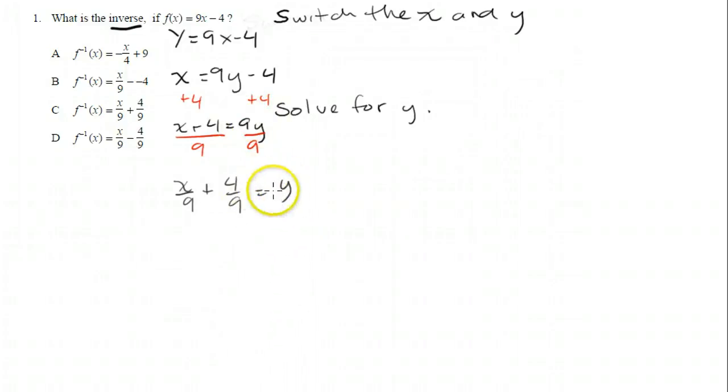And obviously I can just switch this back around, but if you want, you can also replace the y with the f inverse notation, which you see in the answer. So our answer is just f inverse of x is equal to x over 9 plus 4 over 9, which is C.